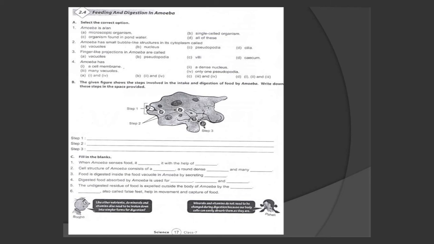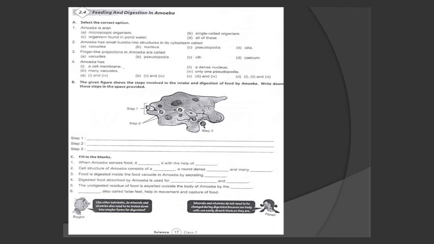Then C, fill in the blanks. When amoeba senses food, it traps it with the help of pseudopodia. Cell structure of amoeba consists of cell membrane around dense nucleus and many vacuoles. Question 3. Food is digested inside the food vacuole in amoeba by secreting digestive juices. Fourth one, digested food absorbed by amoeba is used for growth, maintenance and multiplication.